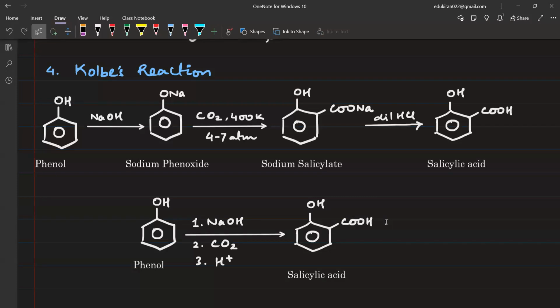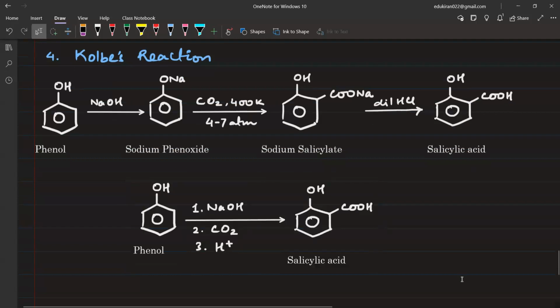Sir, these are different steps. No, I mean, both of them are same. I'm saying that you have to remember this. Okay, आपको याद ये करना है कि NaOH, CO2, फिर H+.